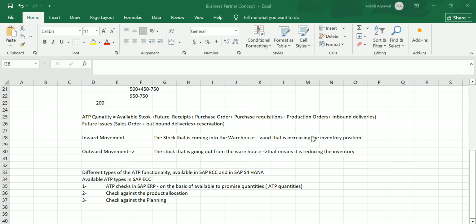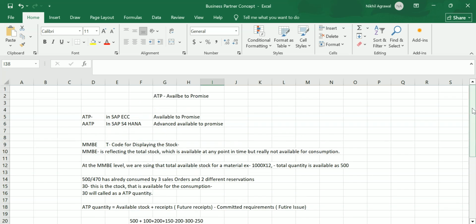In the previous videos, we have very well discussed the concept of available to promise. What is ATP quantity? I'll quickly give you a good recap so that you'll be well versed with the understanding of the ATP concept. ATP, we all know, is available to promise. The ATP quantity means the uncommitted quantity and the quantity which is readily available for the consumption.